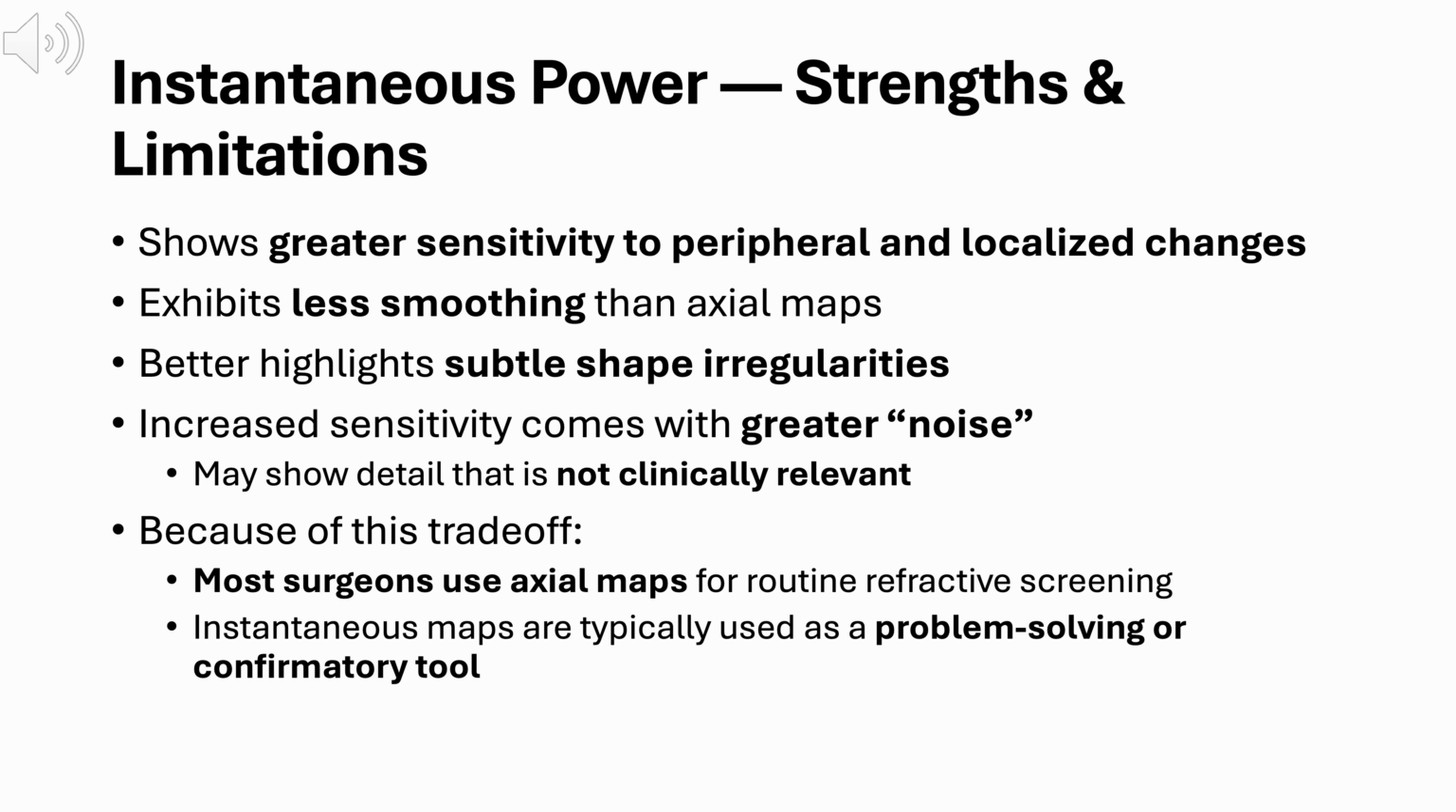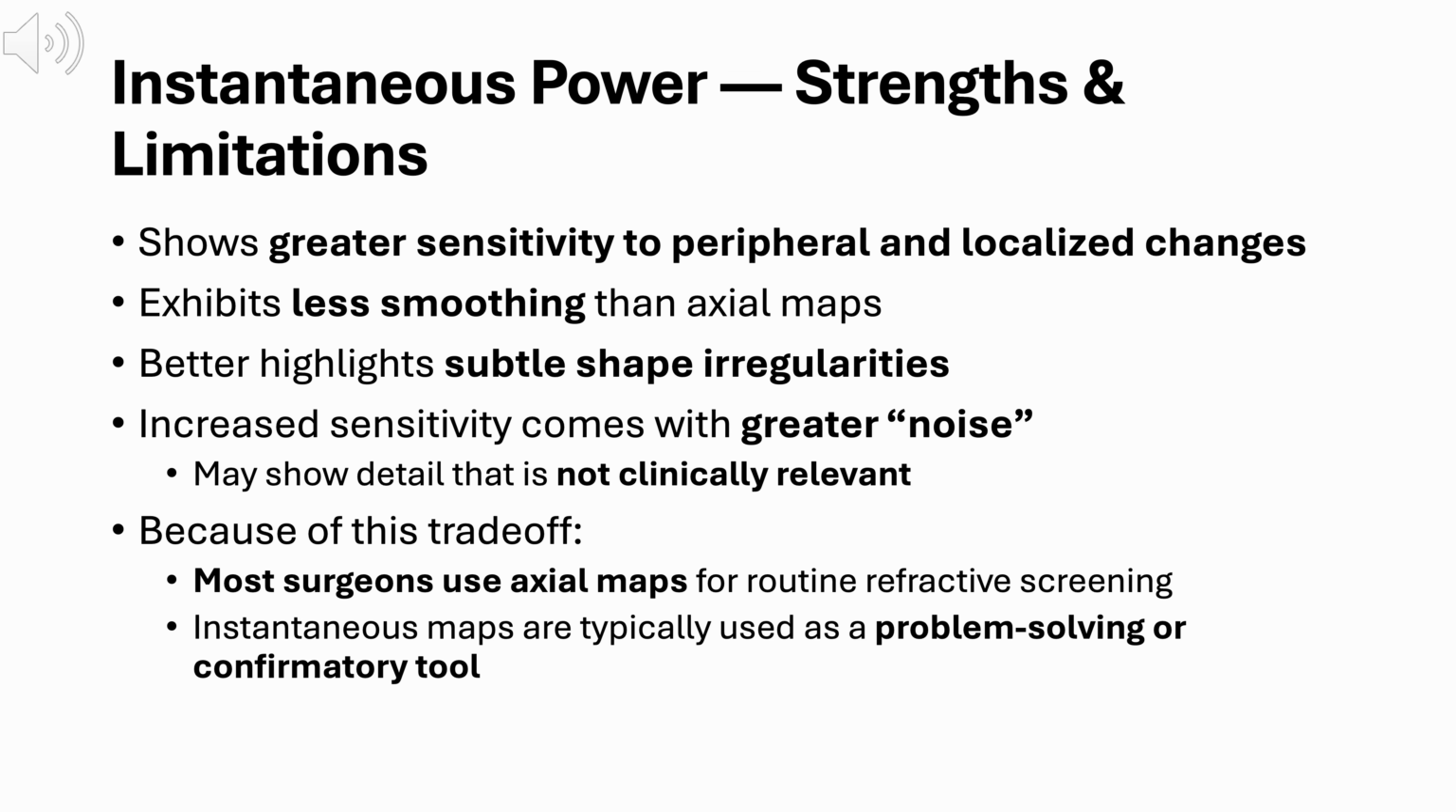Now, let's talk about the strengths and limitations of instantaneous or tangential power maps, because this is where interpretation really matters. Instantaneous power maps are much more sensitive to peripheral and localized changes in corneal curvature. They apply less smoothing than axial maps, which allows them to highlight subtle shape irregularities that might otherwise be hidden. That increased sensitivity is a double-edged sword. While it makes these maps excellent for detecting focal abnormalities, it also introduces more noise. Some of the fine detail you see may not be clinically relevant and can reflect measurement variability rather than true pathology.